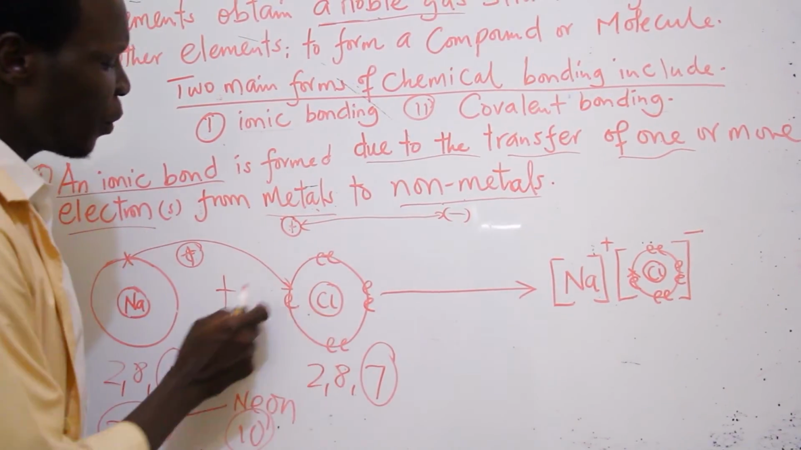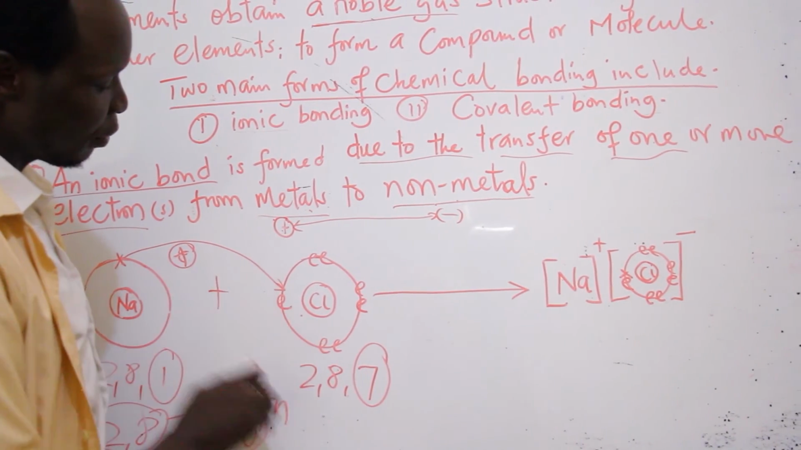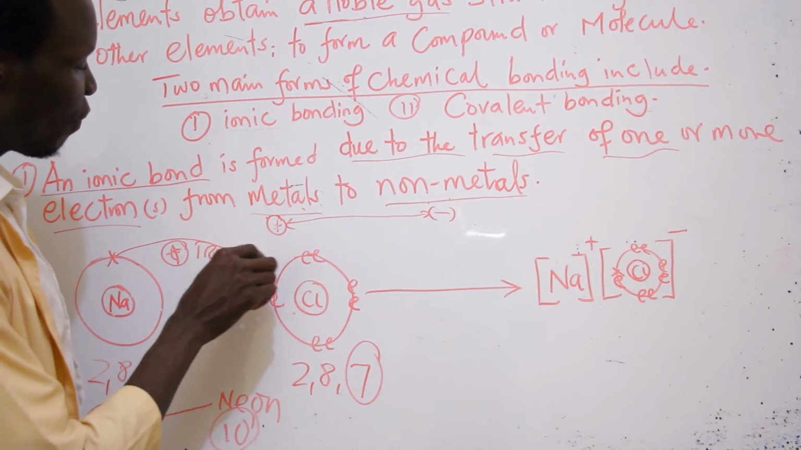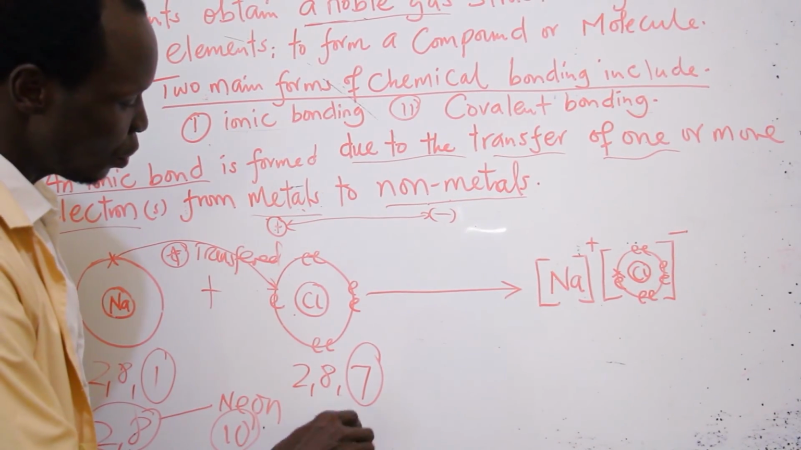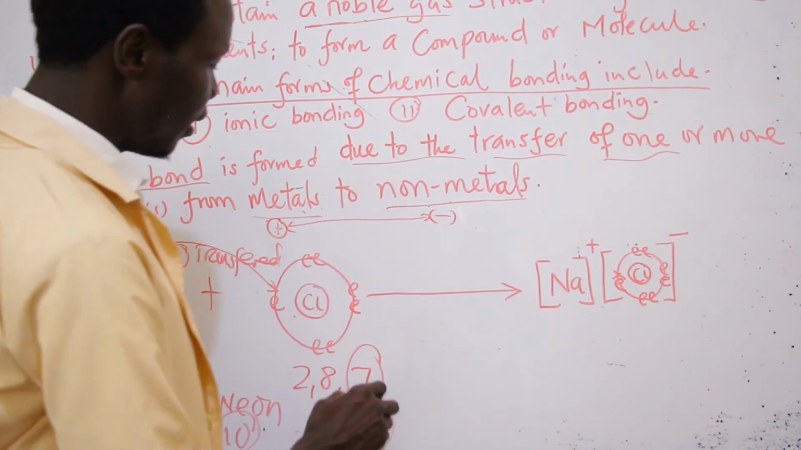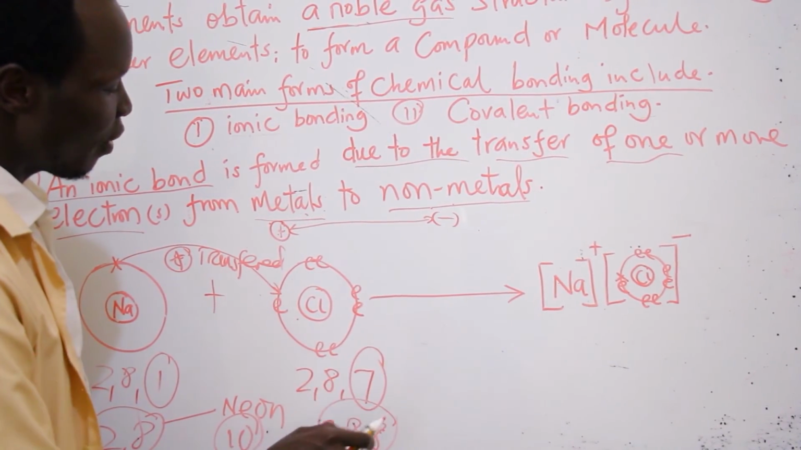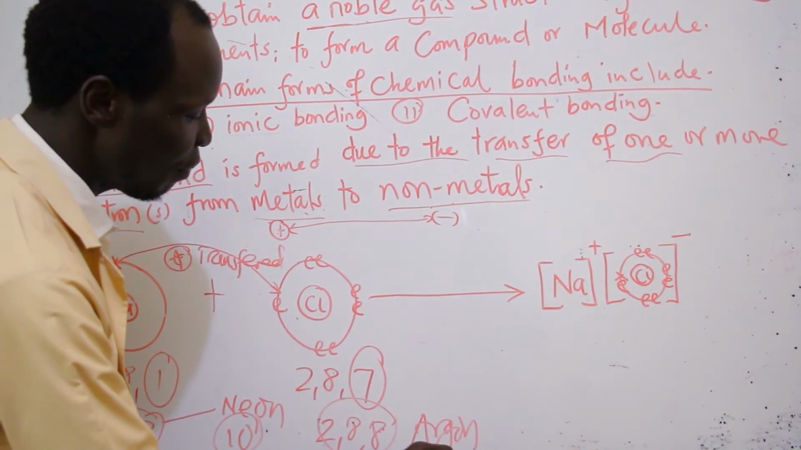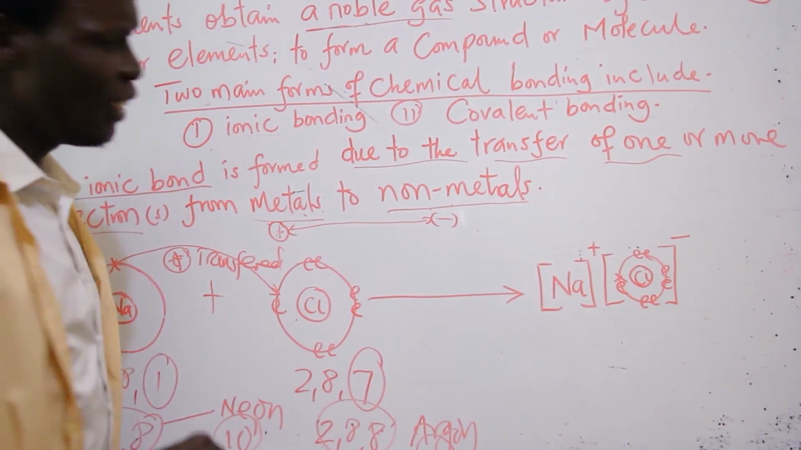Then chlorine also gains the one electron lost from sodium, and it is transferred to form 2, 8, 8. It has 8 electrons in the outermost level, also gaining the noble gas structure, which is argon, having an atomic number of 18.